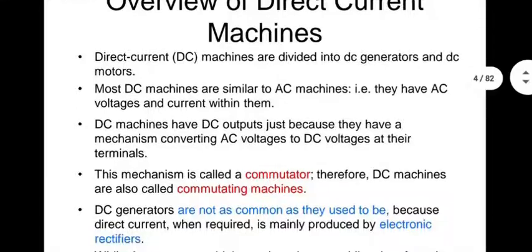Nowadays, DC generators have become almost a rare commodity, but DC motors are very much around and very popular. However, we will go through DC generators also quite thoroughly because a lot of the things that we will do there will help us in understanding DC motors too.